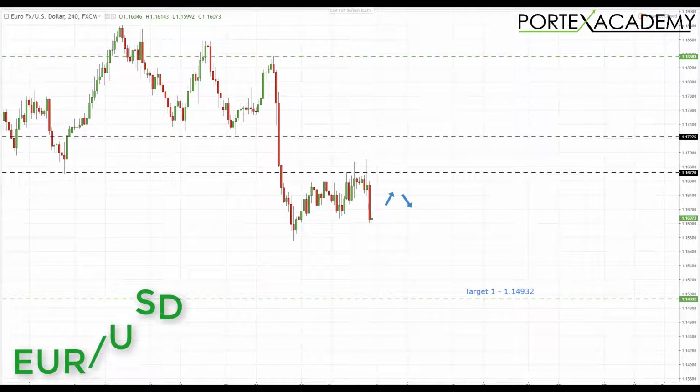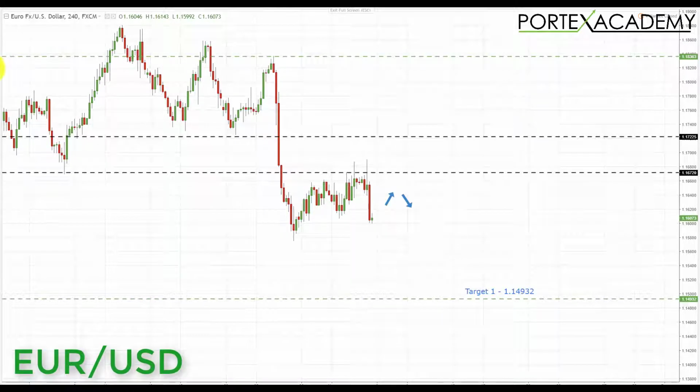So the first pair we're going to look at is the Euro US dollar. Having had this big sell-off from the 1.18363 area of resistance up here, we pretty much spent all week correcting, and at the end of the week we found resistance at the key area of resistance at 1.16720. We had a sell-off from this area last week on the back of the NFP data that came out.